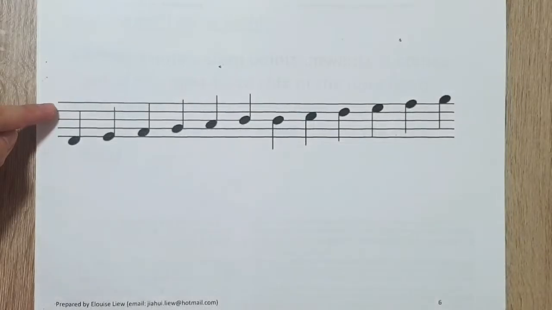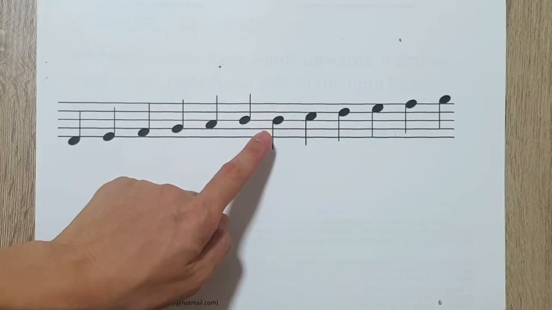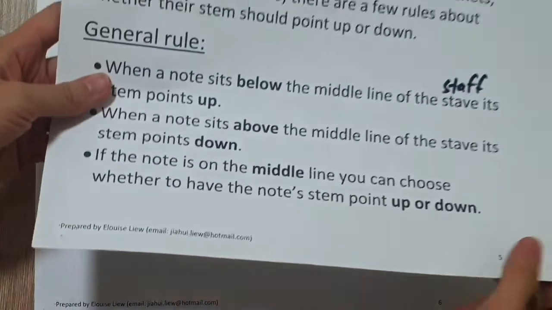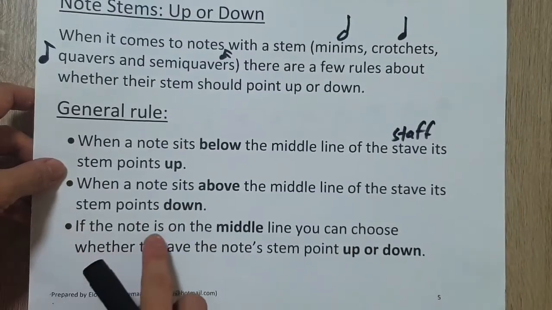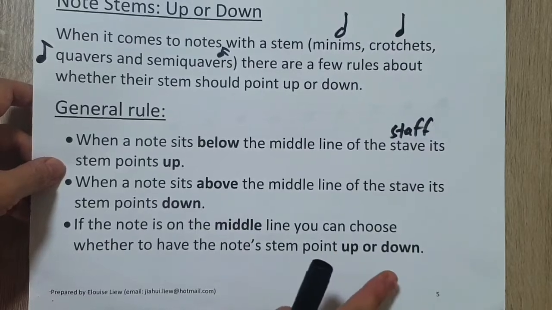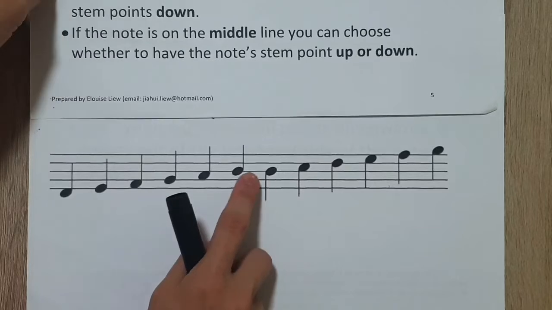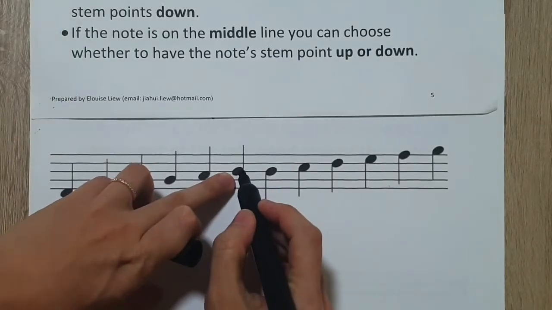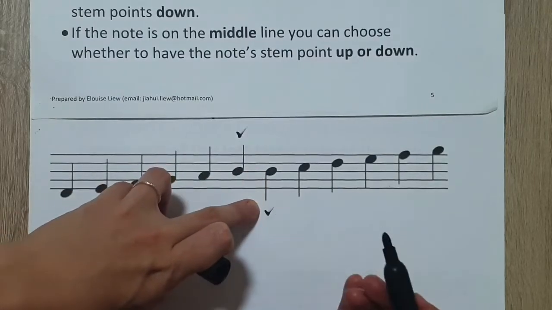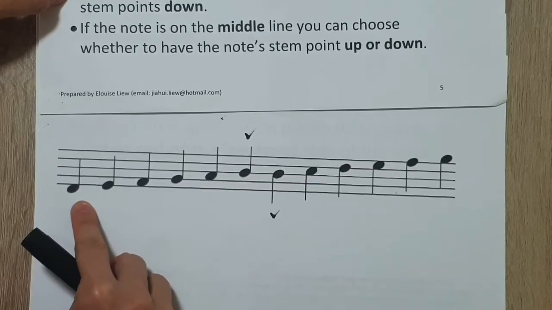Remember, staff is made up of 5 lines and 4 spaces. Okay, take a look at this note sitting on the middle line. So based on our general rule, it says that if the note is on the middle line, you can choose whether to have the note stem point up or down. So let's take a look. So this is the middle note, right? See, I can choose to have it pointing upward. This is correct. I can also point it downward. This is also correct.